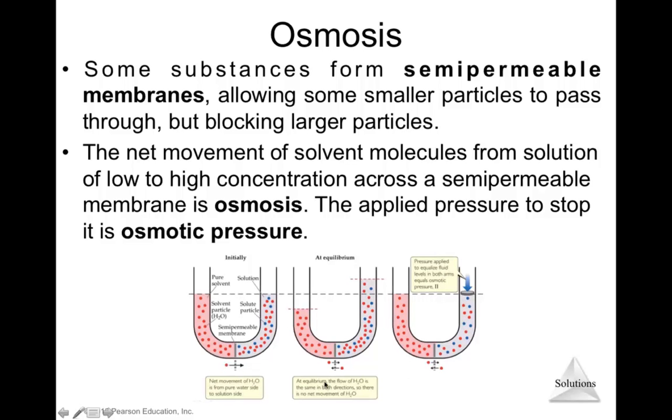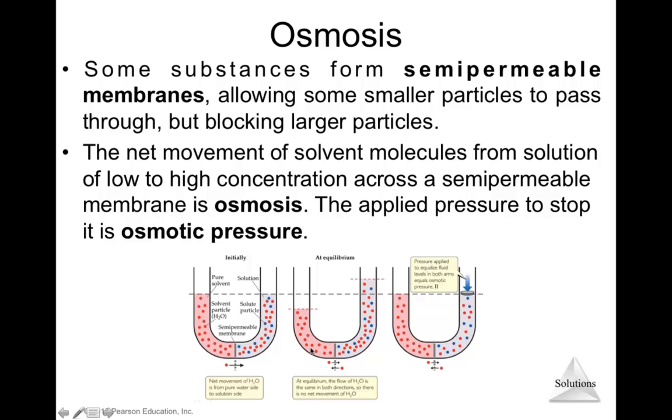So here, in the initial part, we have water on the left and the solution on the right, and between them we have the semipermeable membrane. Some of the water molecules will go through this semipermeable membrane to the side with a higher concentration of solid. In that way, the water goes to the right and this column increases, so you have a higher volume on this side. That is called osmosis.